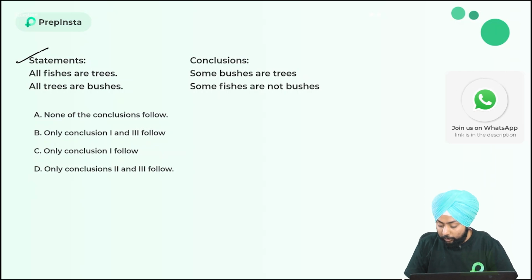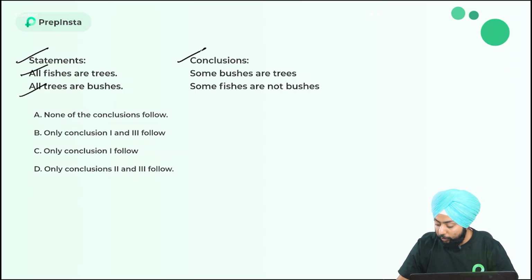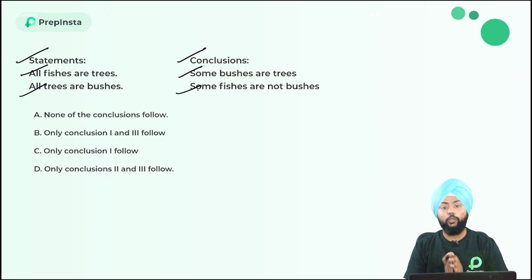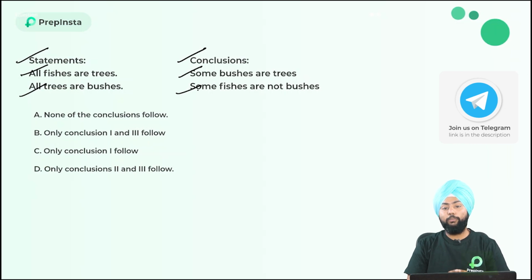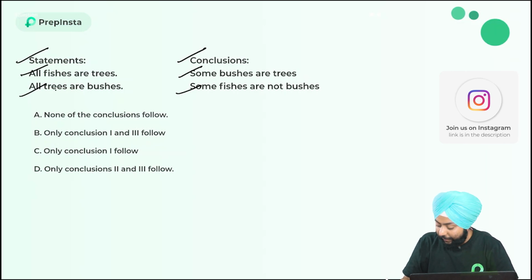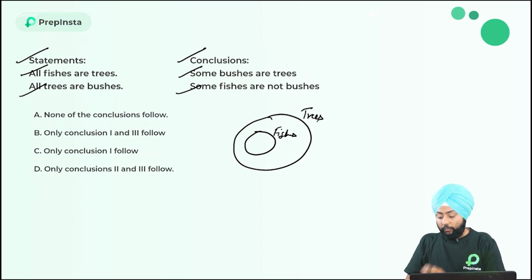So let's see. All fishes are trees, all trees are bushes, and the conclusions are some bushes are trees and some fishes are not bushes. So guys, whenever you are solving the syllogism problem, you can go with tick and cross method and you can go with Venn diagram method. Let's solve with Venn diagram. So all fishes are trees. So suppose these are fishes. So all the fishes come under trees. Fine. All the fishes are trees.